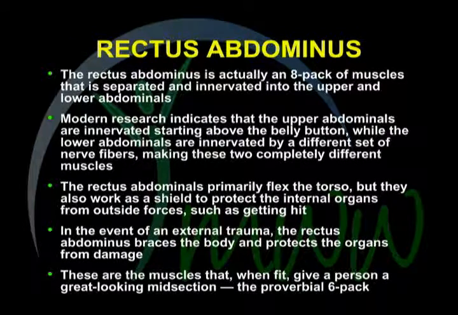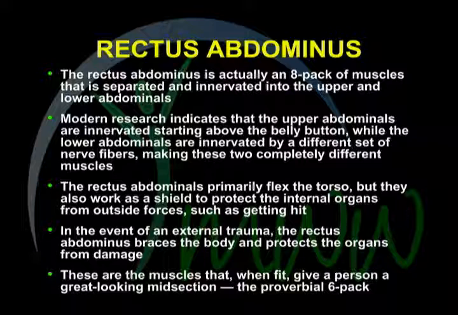Rectus abdominis. The rectus abdominis is actually an 8-pack of muscles that is separated and innervated into the upper and lower abdominals. Modern research indicates that the upper abdominals are innervated starting above the belly button, while the lower abdominals are innervated by a different set of nerve fibers, making these two completely different muscles, as opposed to the old belief that both sets of abs belong to one muscle.